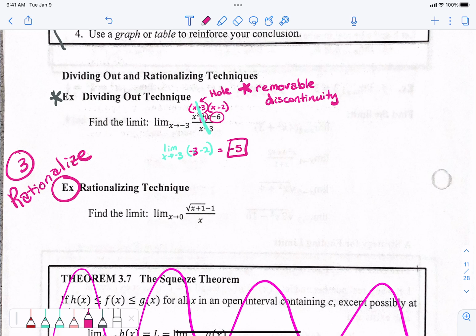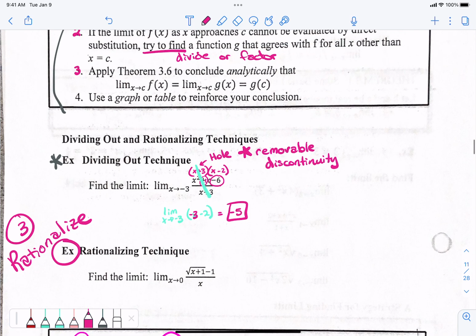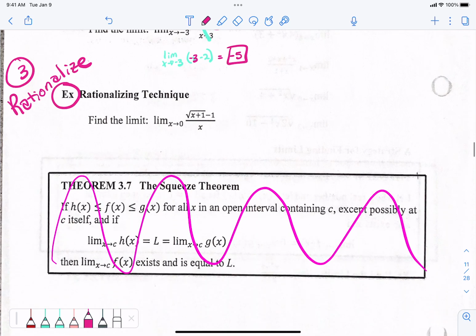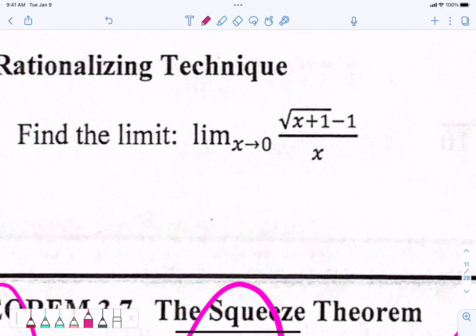R-A-T-I-O-N-A-L-I-Z-E. Rationalize. The rationalize technique. I'll show you that here in a second. But number 4 is using a graph or a table to actually solve your thing. So if all else fails, graph the thing and look at what it looks like, okay? All right, here's the rationalize technique.